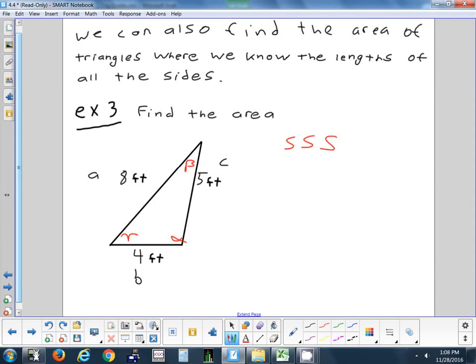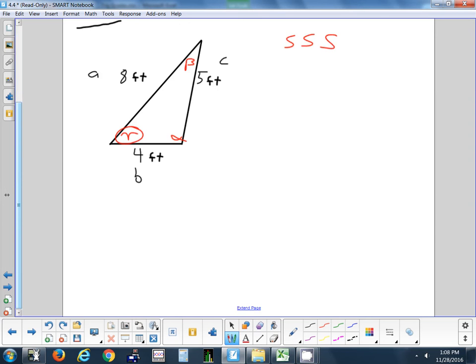Pick any one you want. So Eden, which angle do you want to find? Beta, gamma, or alpha? Gamma. Okay, so we're going to find gamma. And I'm going to write down the law of cosines that enables us to do what you just said. It starts out c squared equals a squared plus b squared. And does anyone remember what comes next? It's minus 2ab, cosine gamma, because it's law of cosines. Perfect.